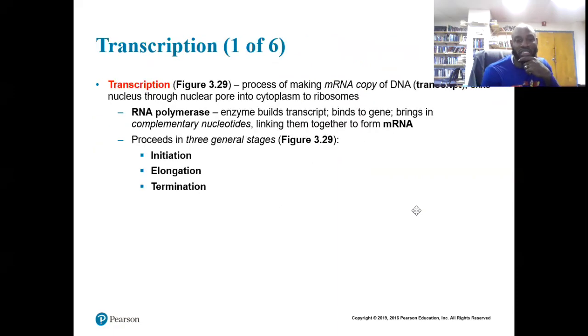All right, so let's go through this process in more detail. So transcription, going from DNA to mRNA, messenger RNA, we call it. All right. So we go from DNA to mRNA, which will eventually exit the nucleus through the nuclear pore. This process happens via RNA polymerase, which is an enzyme, speeds up the reaction, builds the transcript, binds to the gene, also brings in the complementary nucleotides, linking them together to form mRNA. Proceeds in 3 stages.